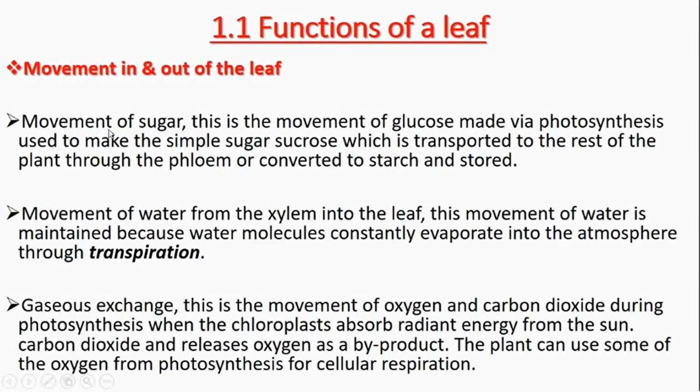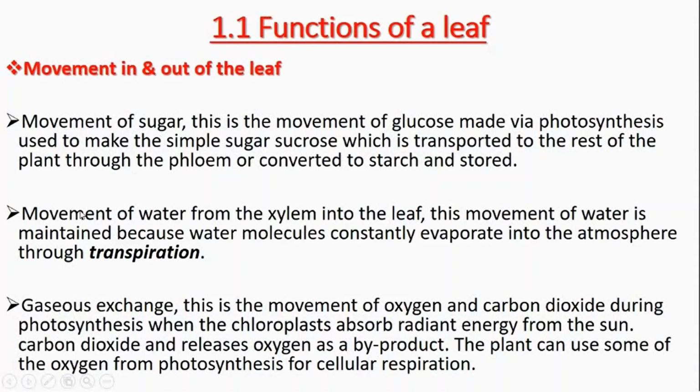So the first substance that moves in and out of the leaf is sucrose. Sucrose is manufactured in the leaf and is moved out of the leaf by the phloem. You do know that the phloem takes nutrients from the leaf to the rest of the plant. One of those nutrients is sucrose, and sucrose is moving out of the leaf in the movement of sugar.